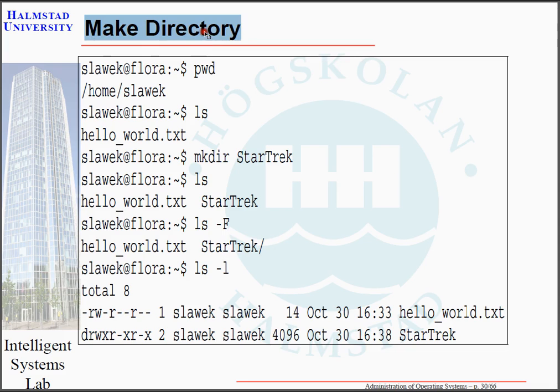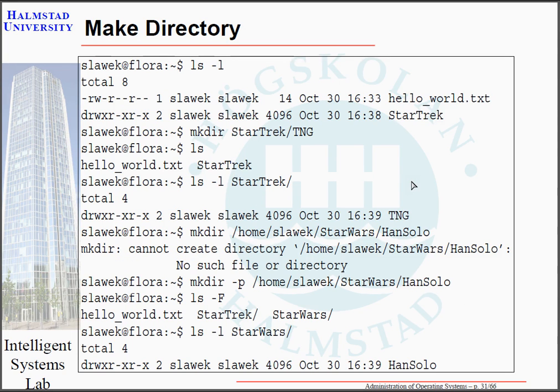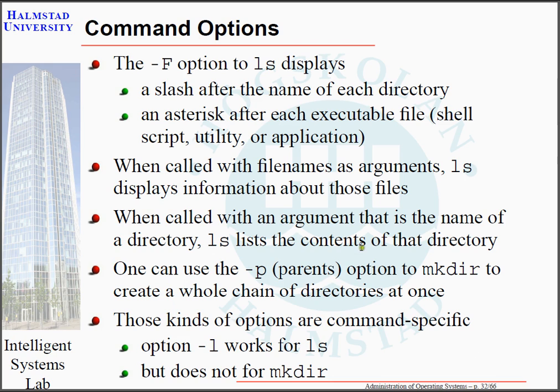Another command, make directory, mkdir, is not particularly complicated, although there is a number of things you can try. Again, you can just look at this information here and try to understand it, but it's also a very good idea to try to do it on your own, see if you get the same results. If not, why not, and so on. Command options, this is something I've briefly talked about.